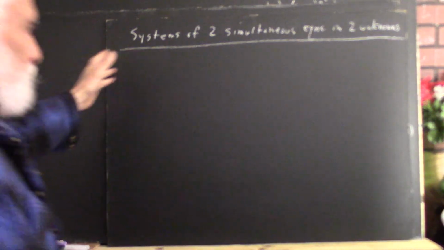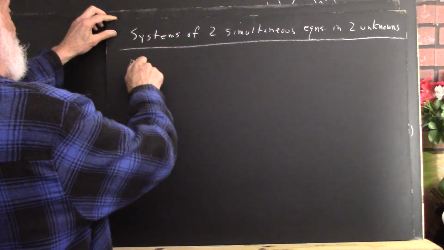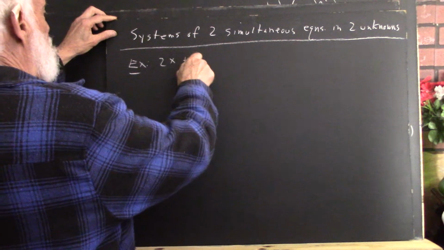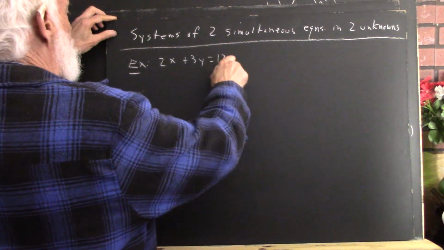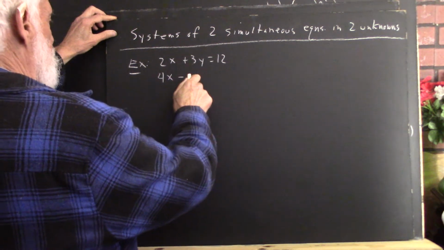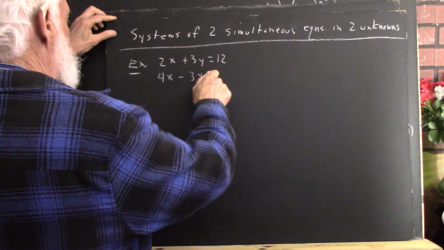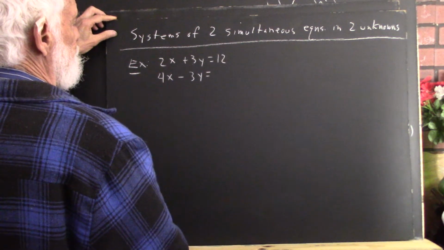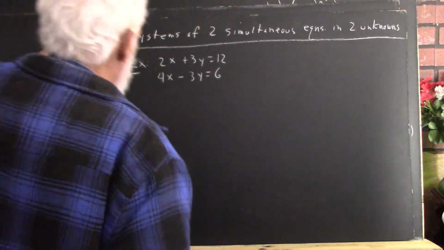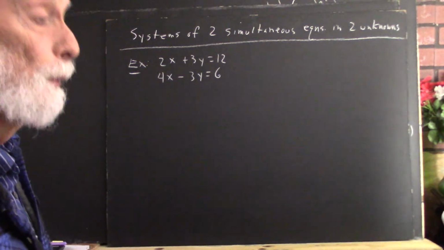Okay, I want to talk about systems of simultaneous equations in two unknowns. Example: 2x plus 3y equals 12, 4x minus 3y equals 6.